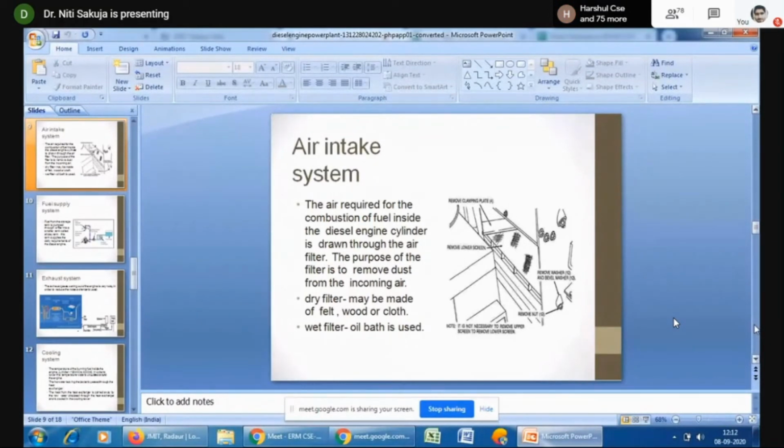The purpose of the filter is to remove the dust from the incoming air. There are dry filters, made of wood or cloth, and wet filters. For a wet filter, we use an oil bath. So both kinds of filters are used, dry as well as wet.